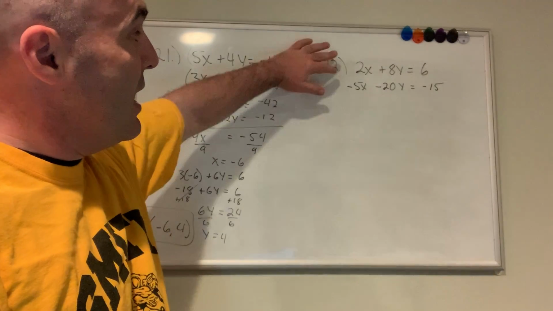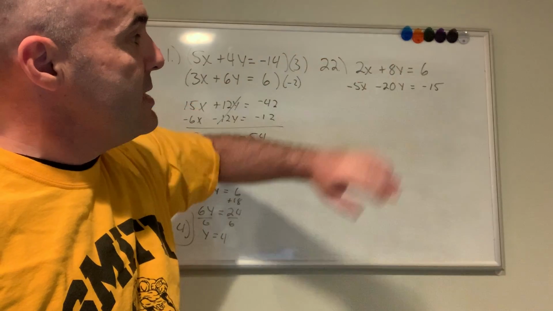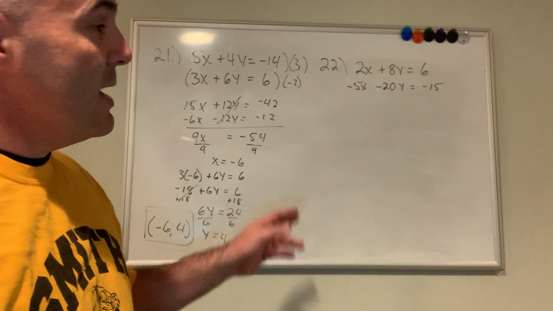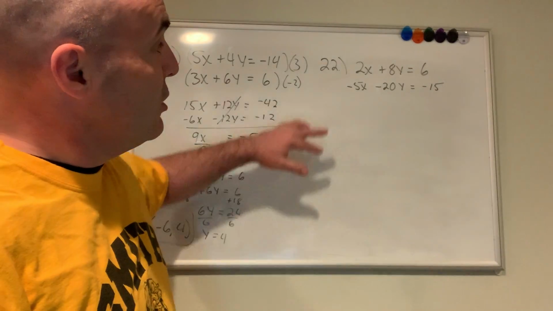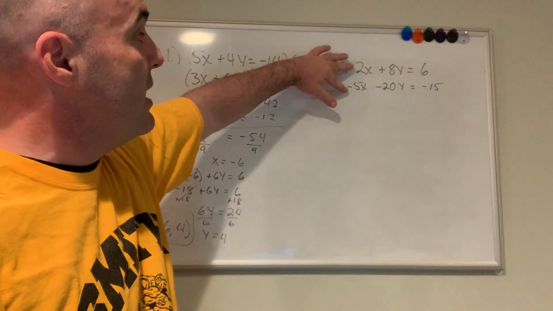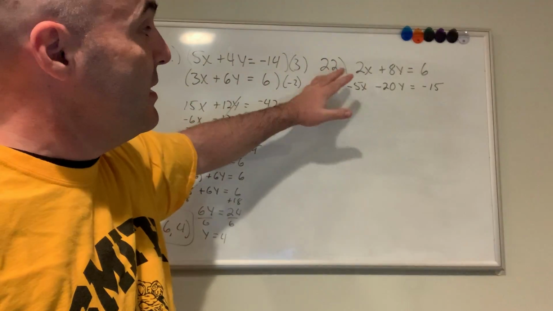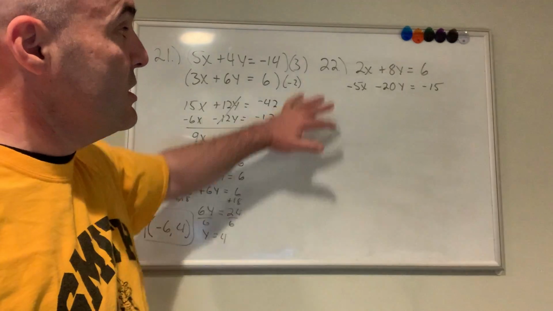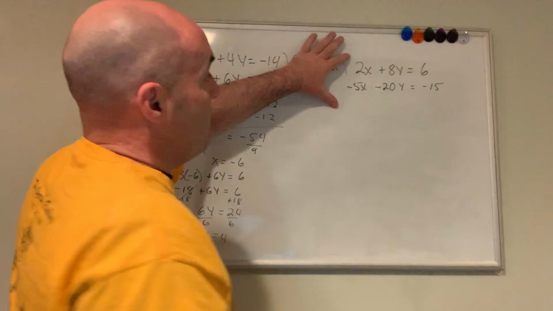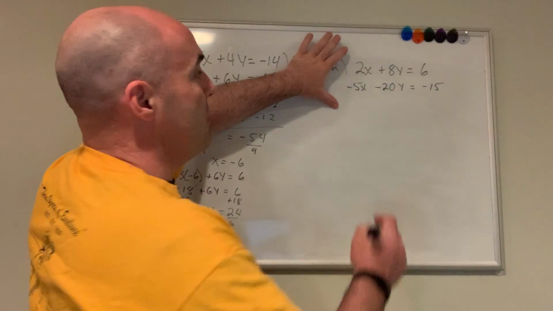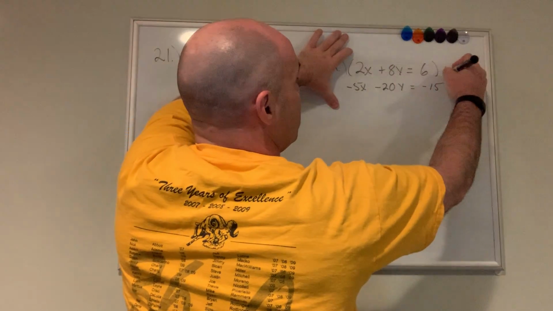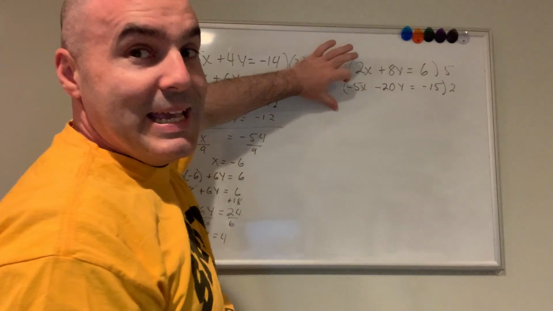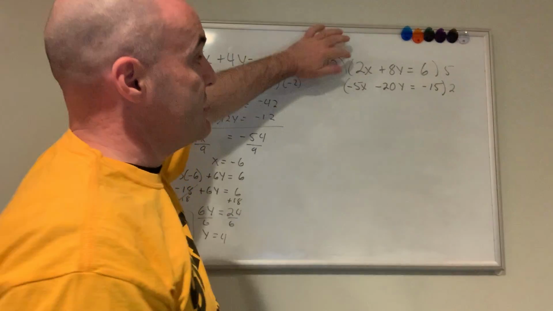Taking a look over here, I've got 2x plus 8y is equal to 6, and negative 5x minus 20y is equal to negative 15. Looking at my LCD here, 2 and 5 is going to be 10. 8 and 20, I'm going to have a much higher LCD, I believe that's 40. So let's focus on this one. They're already opposite in sign, but I'm going to need to multiply the top by 5 and the bottom by positive 2. Remember, we're trying to get this to be 10x and negative 10x.